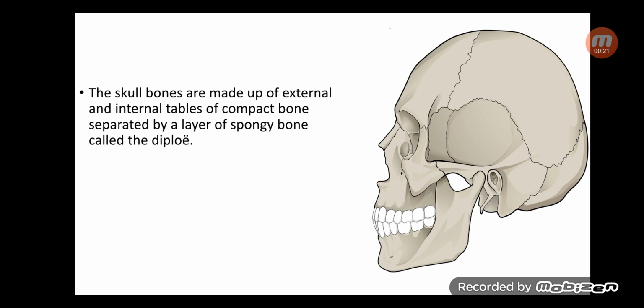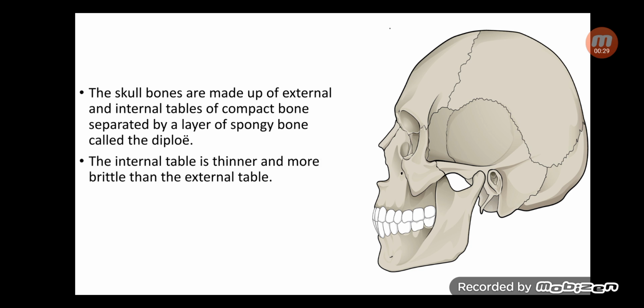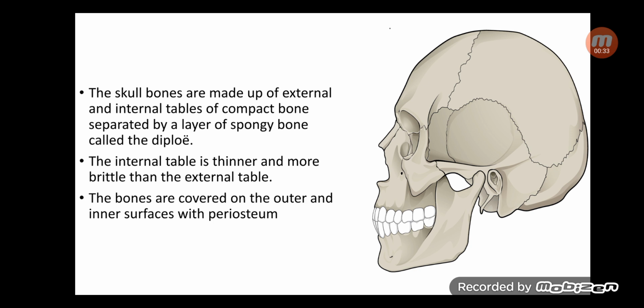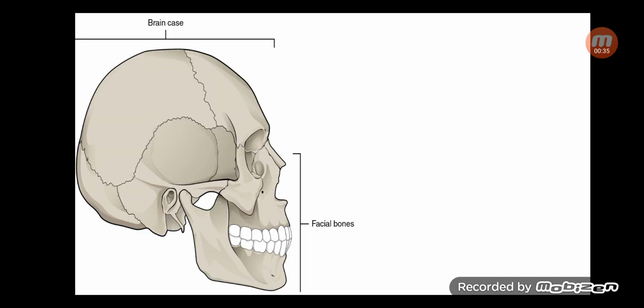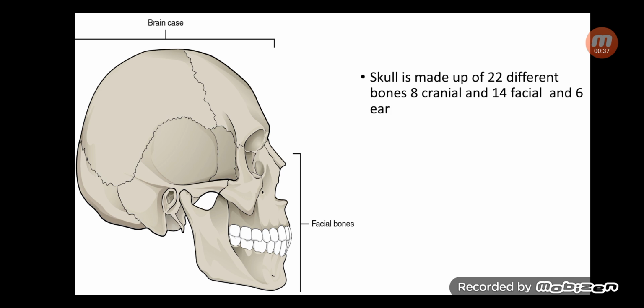If we talk about skull bones, they are made up of external and internal tables of compact bone separated by a layer of spongy bone that is called diploe. The internal table is thinner and more brittle than the external table, and the bones are covered on the outer and inner surface with periosteum. The skull is made up of 22 different bones, that are 8 cranial bones and 14 facial bones, and 6 ear bones.